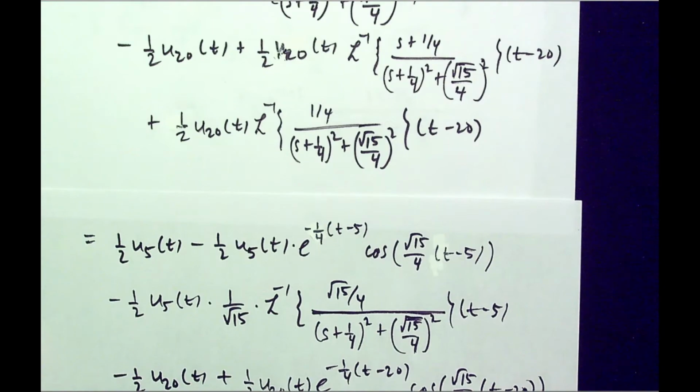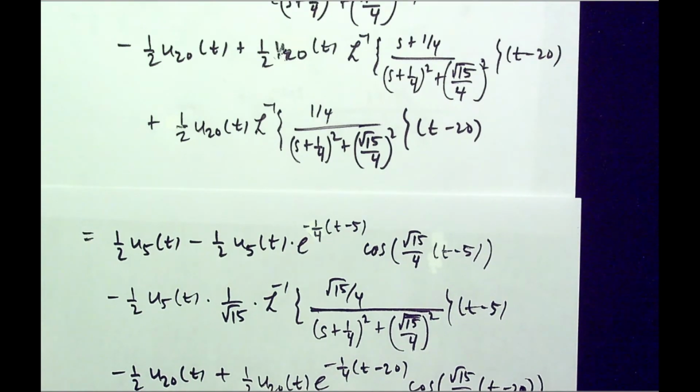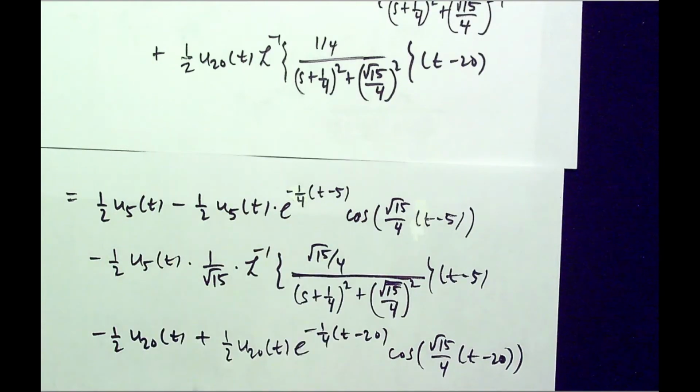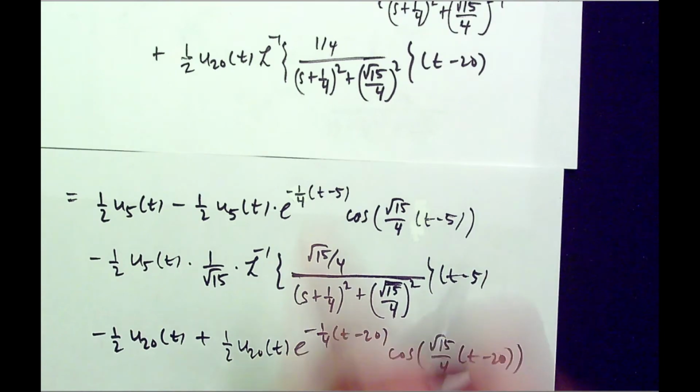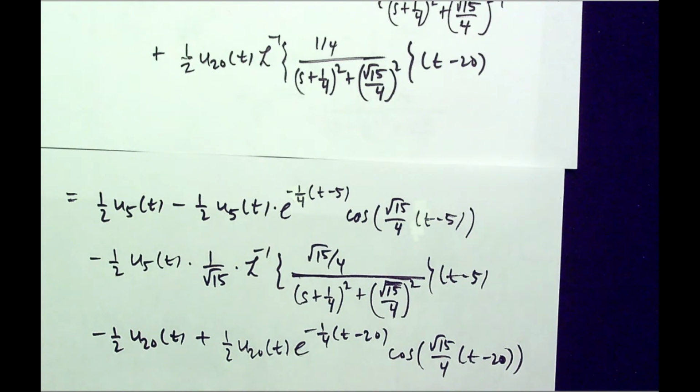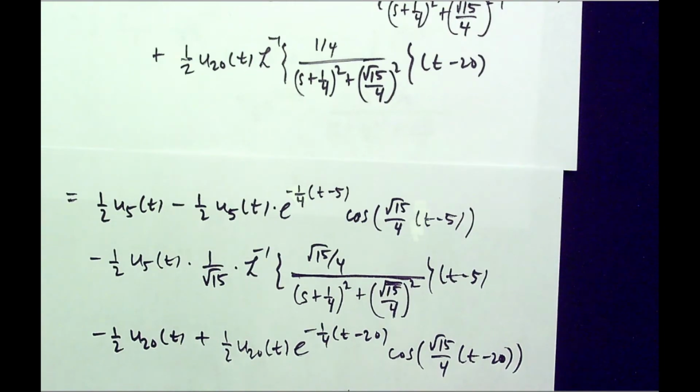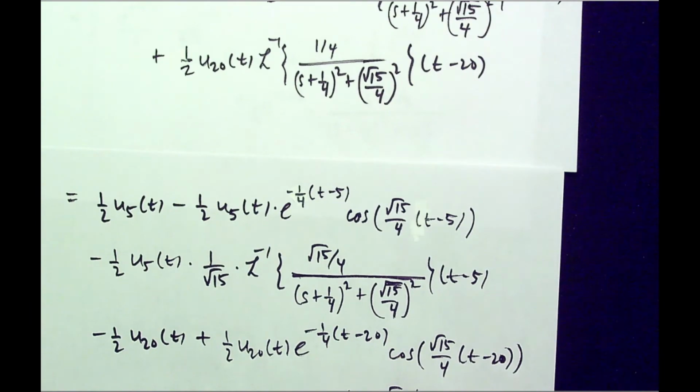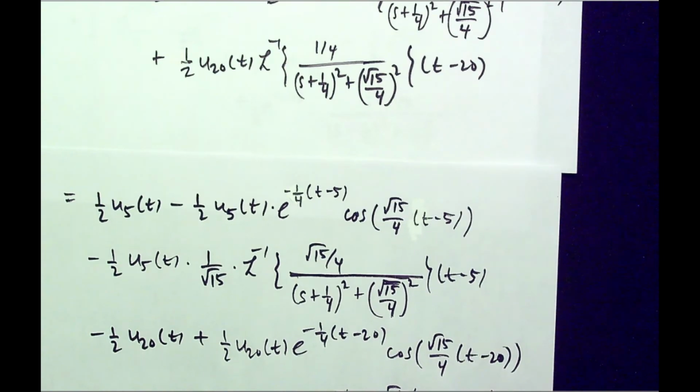t minus 20. And lastly, we just copy this one modified. So this is 1 half times u20. And remember, we need a square root of 15 over 4 there. So we have to multiply Laplace inverse of square root of 15 over 4 over s plus 1 quarter squared plus square root of 15 over 4 squared at t minus 20.